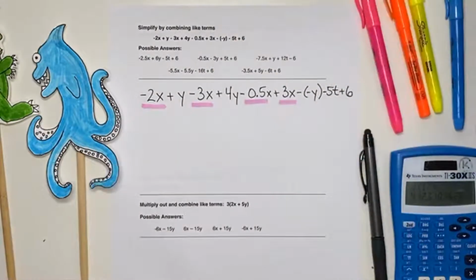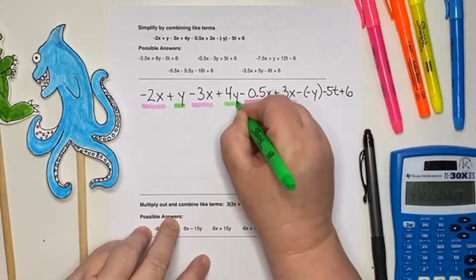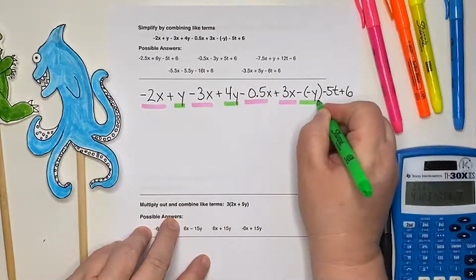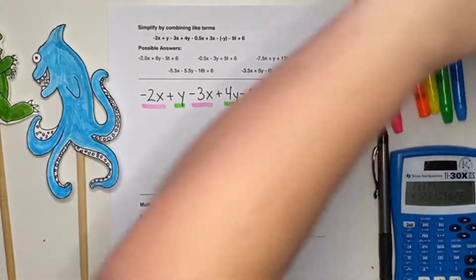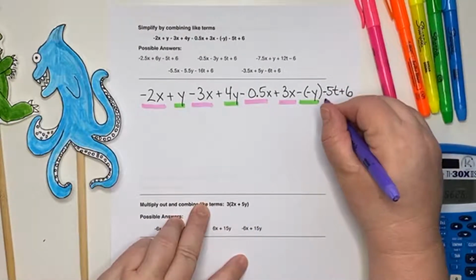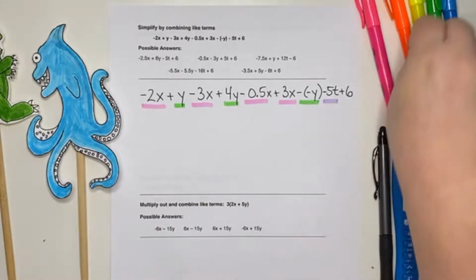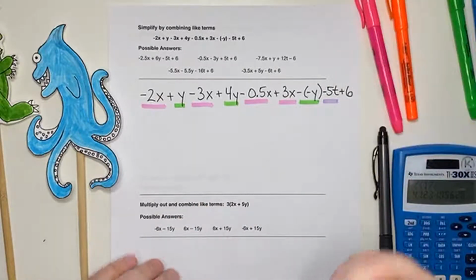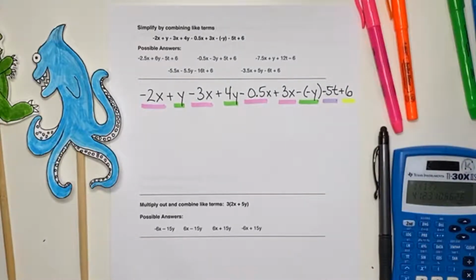And then let's go with green, because that's kind of interesting, isn't it? My Y's will be green. There's a Y, there's another Y. Okay, I got 3 Y's there. My T terms will be in purple. And then for the constant, the yellow. Notice that for the T's and the constant, there's only 1, so there's not going to be any combining.